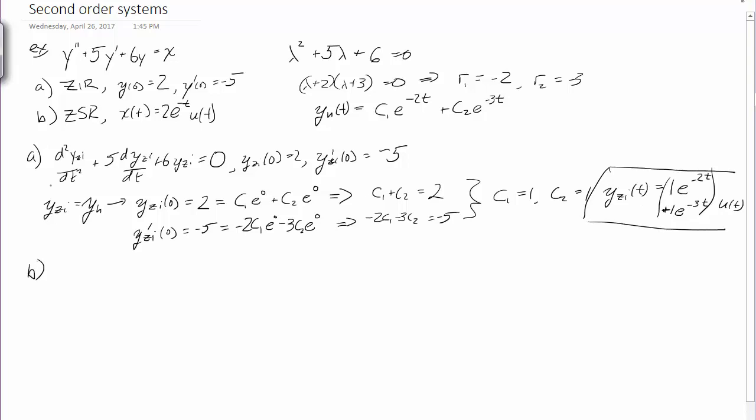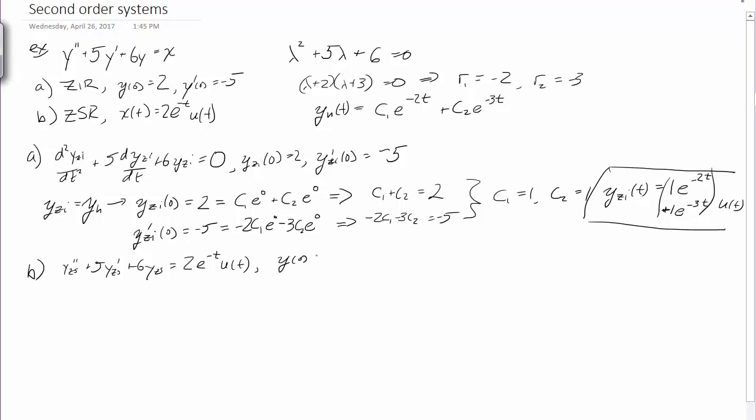Part B says solve the new problem that has the same diff EQ, y zero state double prime plus 5 y zero state prime plus 6 y zero state now equals not 0, but our forcing function, 2e to the minus t u of t.